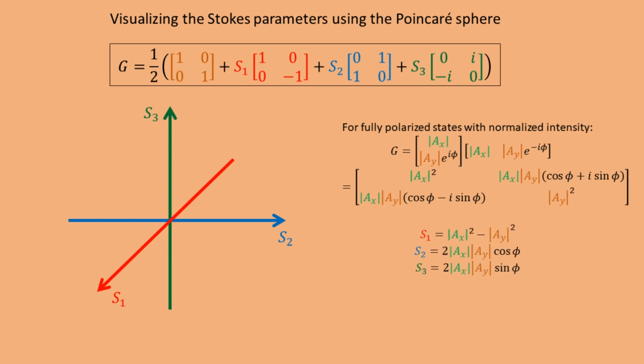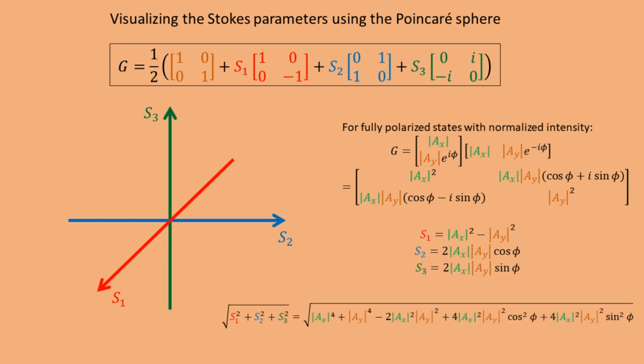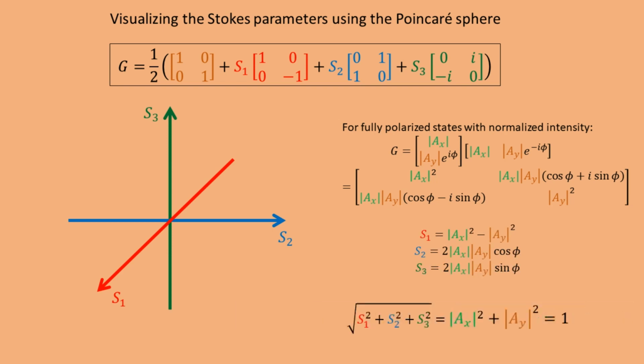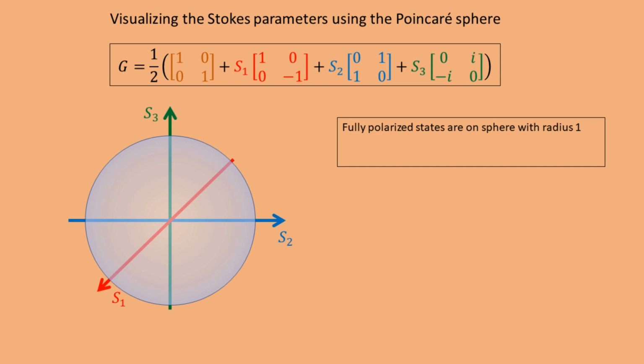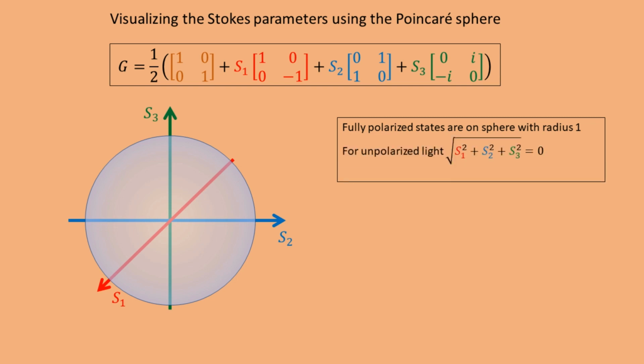If we calculate the length of this three-dimensional vector, we find that it is equal to 1. Therefore, all fully polarized states lie on a sphere with radius 1. Also recall that for unpolarized light, S1, S2, and S3 are all 0. So in that case, the length of the vector is 0. From this we can infer that the length of the vector is an indication of the degree of polarization, where a length of 1 indicates full polarization and a length of 0 indicates no polarization.